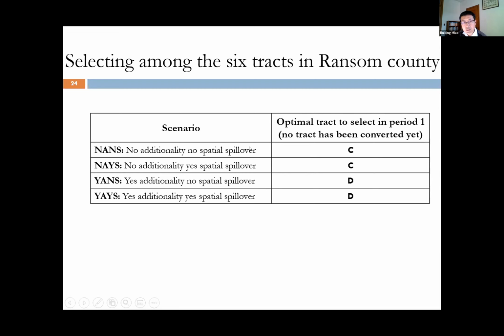If no additionality is considered, the optimal land to ease is parcel C. If we do consider additionality, the optimal choice will be D. Okay? So this is the result for the 6 tracts.